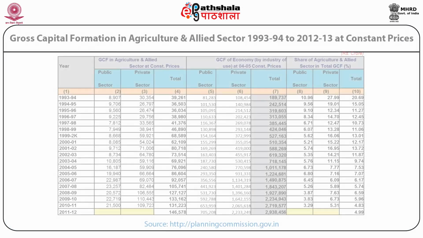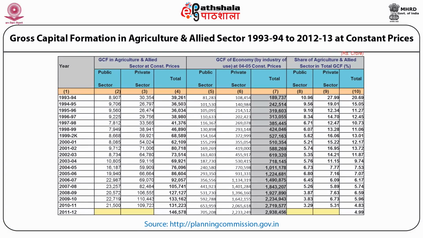If we talk about the overall share, then it is highest, that is 12.15% in 2001-2002, and lowest was in 2007-2008 when it was 7.51%. It relates to the data with regard to gross capital formation in agriculture and allied sectors for a period ranging from 1993-94 up to 2012-13 at constant prices.